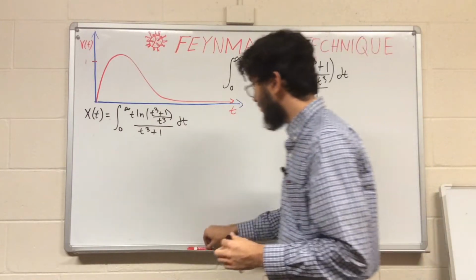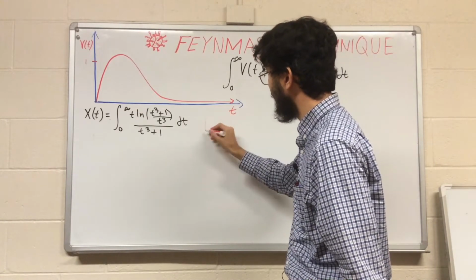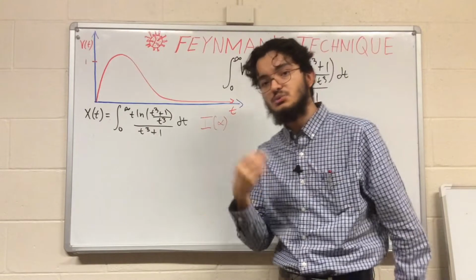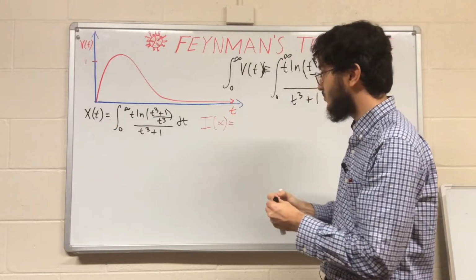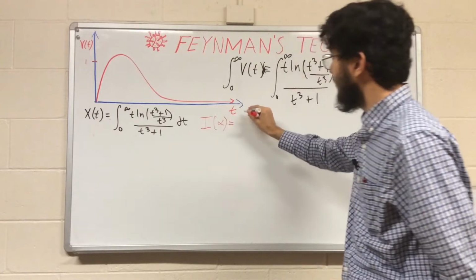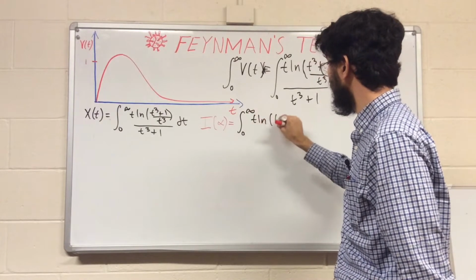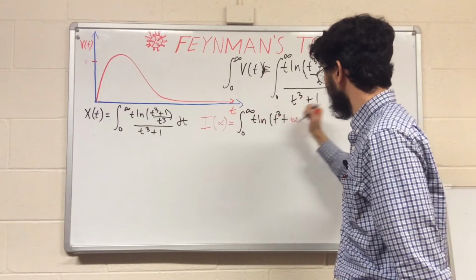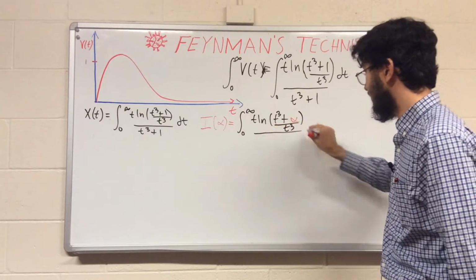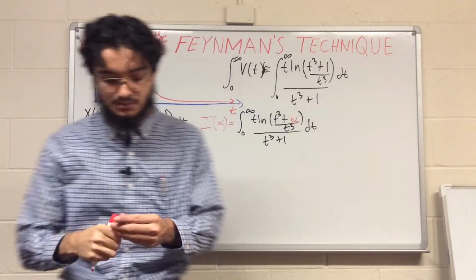In order to make this integration easier, we're going to let our new function, we're going to call it I, for integral. I of some parameter alpha, that's going to be our parameter. We're going to introduce this parameter in a way that makes this easier to integrate. So over here we have the integral from 0 to infinity of t natural log of t cubed plus alpha. Here's where we're going to put our parameter, alpha, all of this divided by t cubed, divided by t cubed plus 1 dt. This is where the parameter alpha comes into play.